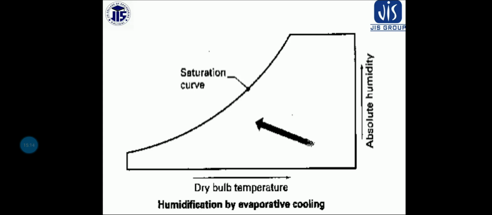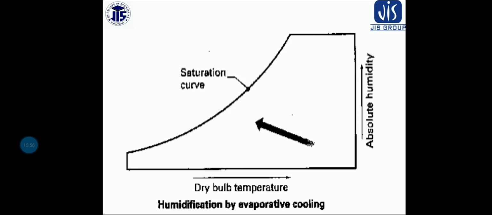If humidification by evaporative cooling is done, what happens when I am humidifying that particular air particle, or the particular space or region? The humidification is done with the help of evaporative cooling, the temperature is decreasing, but the specific humidity is increasing. Am I right? So the specific humidity is increasing, and it is coming towards the saturation curve.